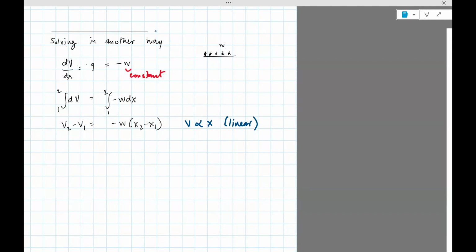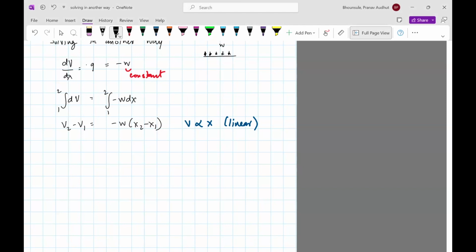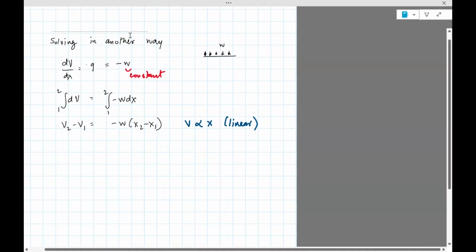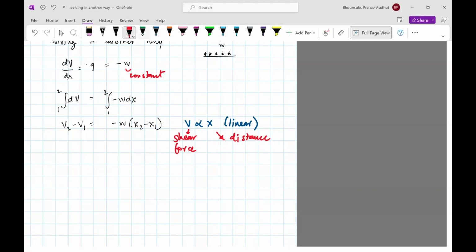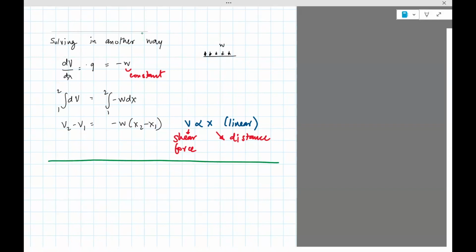So when you draw the shear force diagram, you will see that it's not going to be a constant, it will be a straight line, either sloping up or down depending on w. V is the shear force, plotted against distance. Yes, so that's one equation.